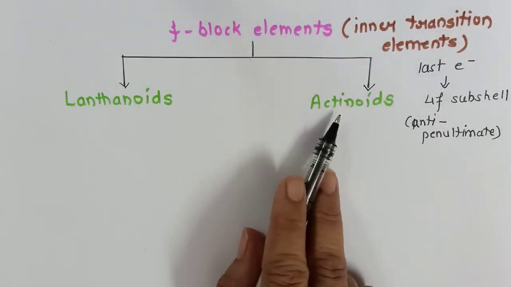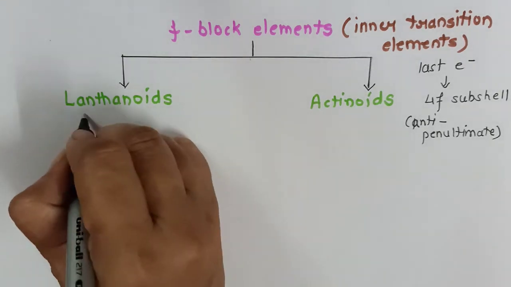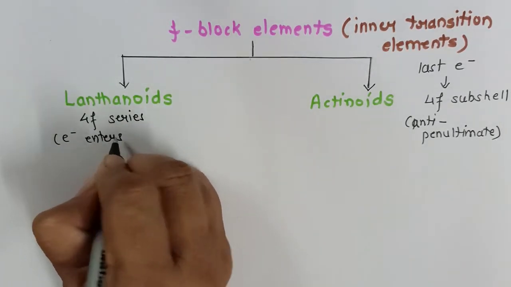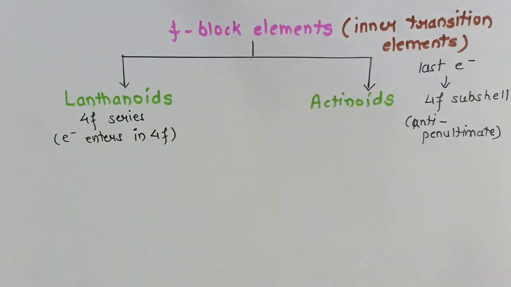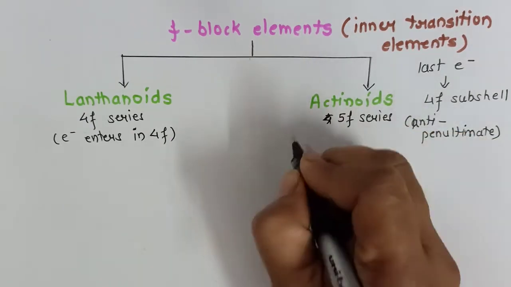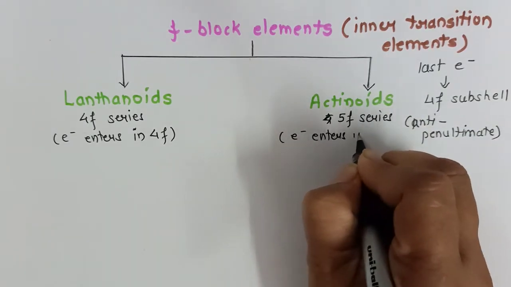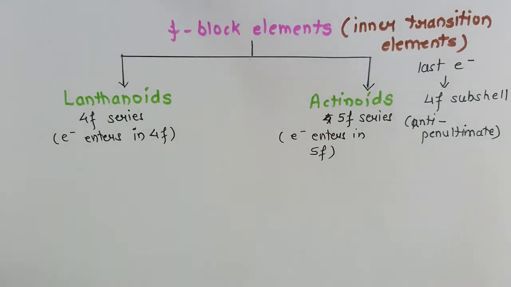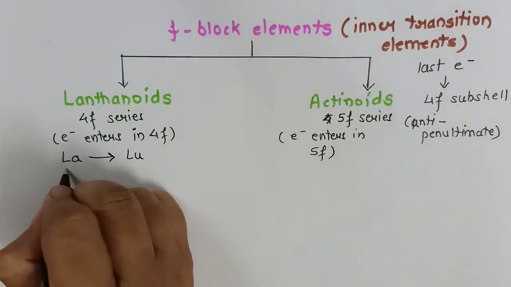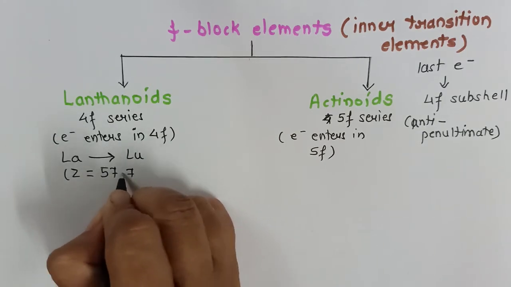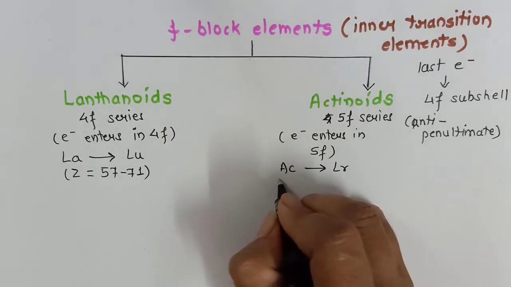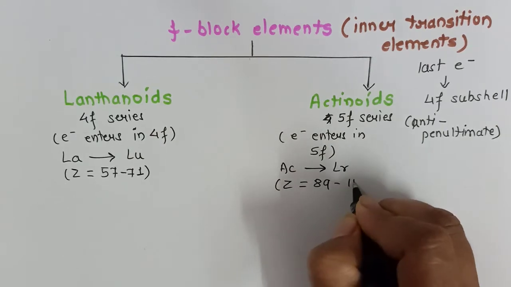F block elements have two series, lanthanoids and actinoids. Lanthanoids are also called the 4f series, as the last electron enters the 4f subshell, whereas actinoids are called the 5f series, as the last electron enters the 5f subshell. Lanthanoids, as we have seen just now, start from lanthanum and extend till lutetium with atomic number 57 to 71. Whereas actinoids start from actinium and end at lawrencium, the atomic number varying from 89 to 103.